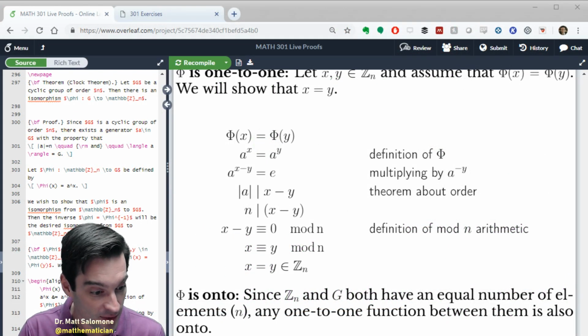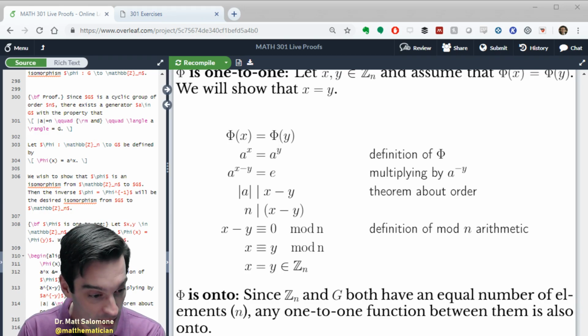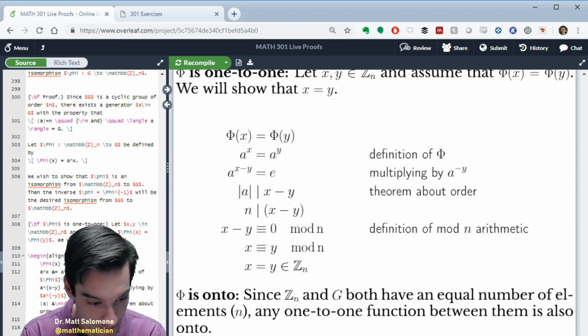So let's write up that bit so we can be done with this theorem, and then we can quickly go to a couple of the corollaries before we move forward. So here we'll prove that phi is a homomorphism.